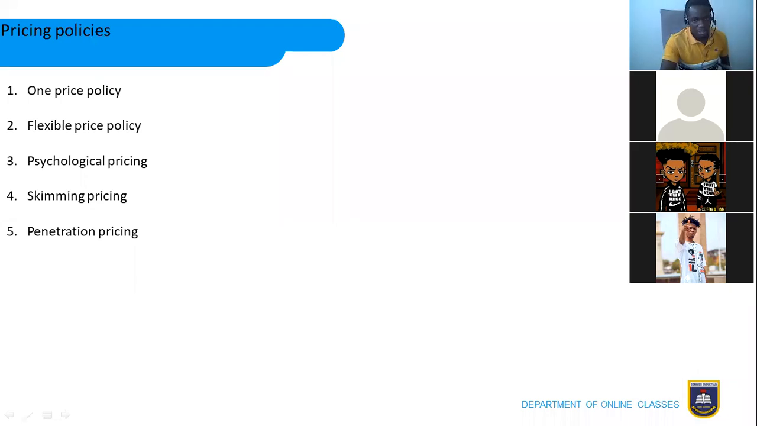Kumi Monica, differentiate between skimming pricing and penetration pricing. Skimming pricing is when the producers use high prices at the introductory stage, whilst penetration pricing is when the producers use decreased prices at the introductory stage. All right.